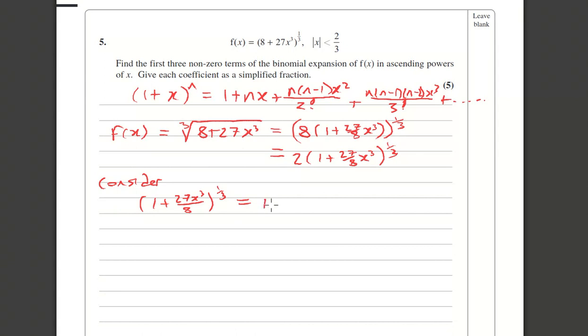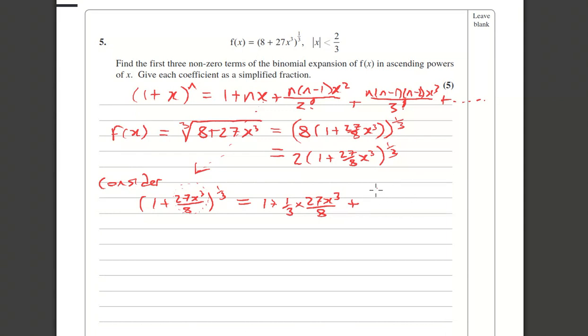We've got 1 plus 27x cubed over 8 times by a third, because this is my x. That is my x over there. It's being replaced with x. So I'm going to do 1 plus a third, because that's my n, times by 27x cubed over 8. I'm now going to check and see how far I'm going to go. The first 3 non-zero terms, so just one more term is all I need.